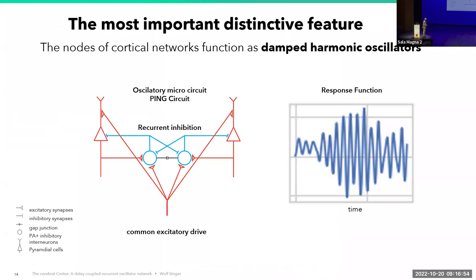There's a very important feature of these cortical columns or microcircuits: they have the propensity to oscillate. We know the microcircuit that is responsible for it. These are excitatory neurons. They feed into inhibitory neurons. They feed back onto these excitatory neurons. And the inhibitory neurons are also mutually coupled reciprocally. Such a microcircuit has the propensity to oscillate. They are identified as a constitutive property of cortical networks.